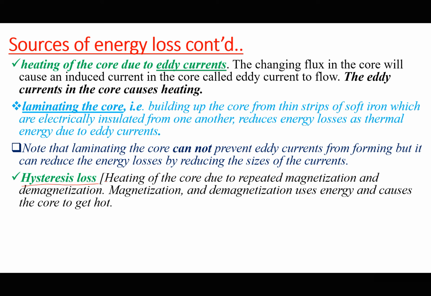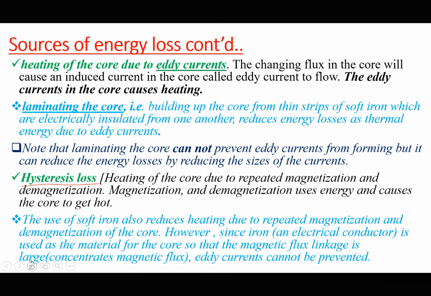The continuous magnetization and demagnetization is what we call hysteresis loss. So many times we can account for the use of a soft iron core as the one responsible for reducing heat due to hysteresis, or due to repeated magnetization and demagnetization. However, remember iron is an electrical conductor. Since iron, an electrical conductor, is used as the material for the core so that the magnetic flux linkage is concentrated or is large, eddy currents cannot be prevented. We can just minimize them.